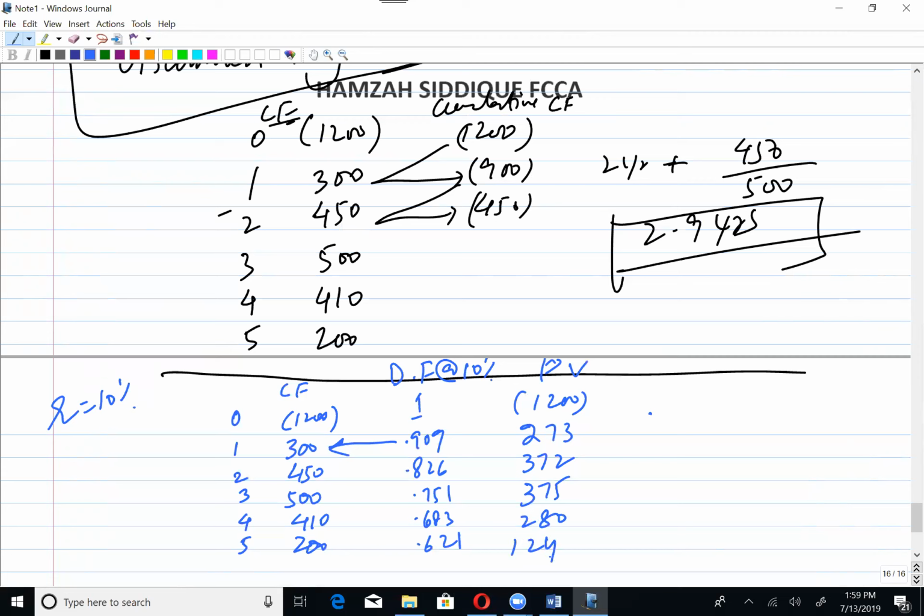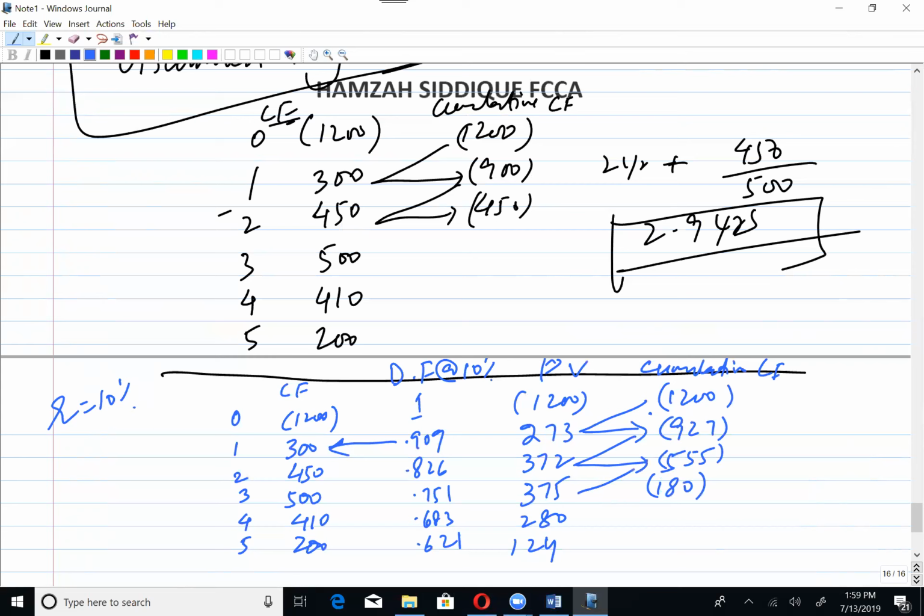124. So students, for discounted payback, first we need to calculate present values, and then we have to prepare a cumulative cash flow column. 1200 negative, 273 received, so 927 negative. Now 372 received, 555 negative. Then 375 received, 180 is negative.